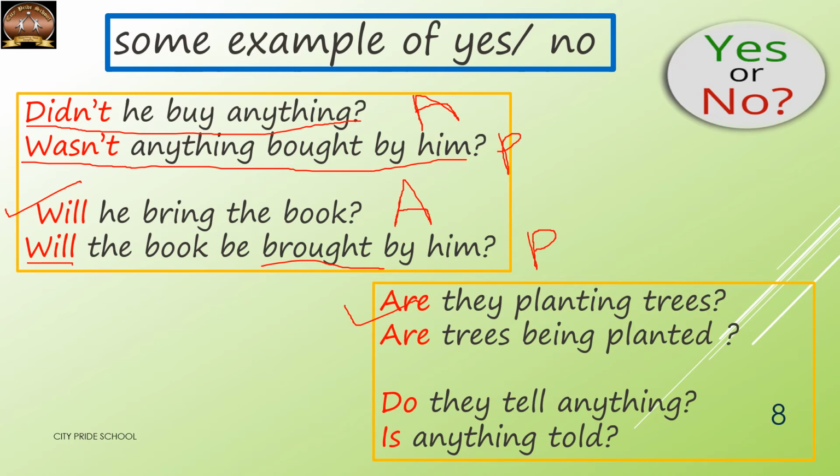By them is not required again, because if you remember, there is a rule that if the subject is they, then by them is not required. Now the last example. Do they tell anything? So the answer is anything told by them? Because again, do can be replaced by am, is or are. So now anything here is considered singular, so it will be preceded by is.